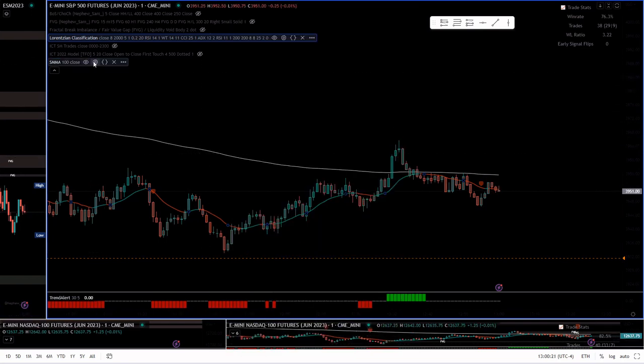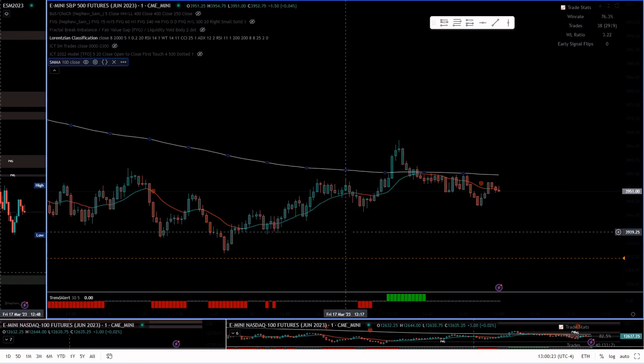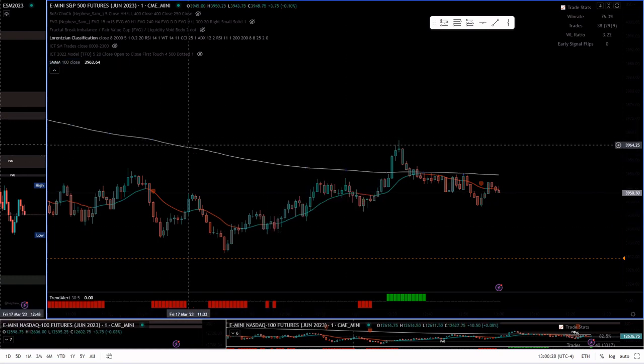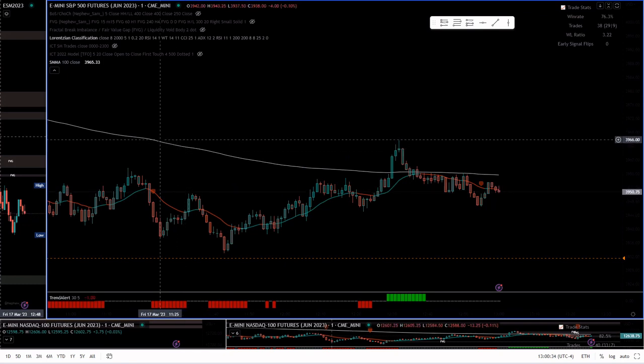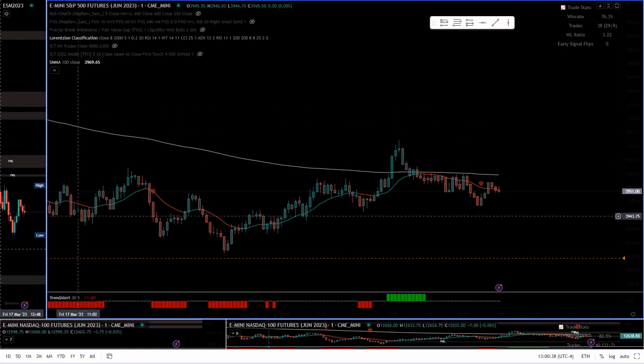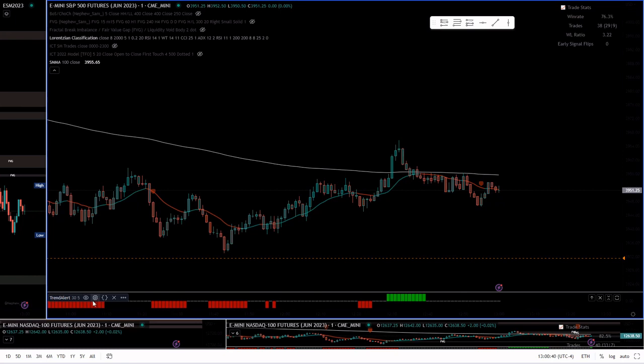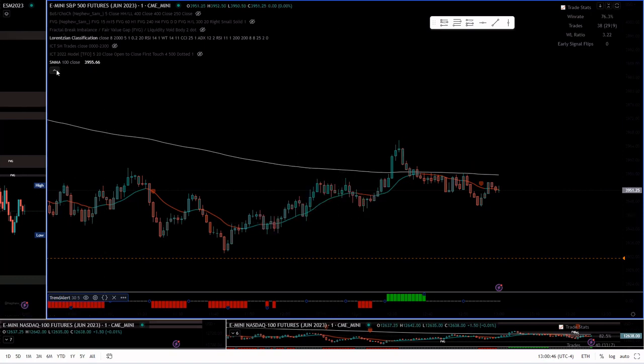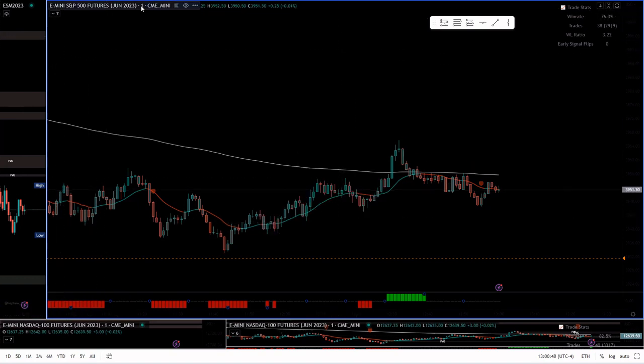I use the 100 simple moving average. You can use whatever you want. That's this white line. You can use 50, 200, 20, whatever you want to use. For me, I just found that the 100 is working good. Maybe there's something that'll work better, but the 100 is working good, so I left it alone. The trend alert, I have it set to 30-minute for the long term and 5-minute for the medium term, and I trade off the 1-minute chart. You can see this, the 1-minute chart.